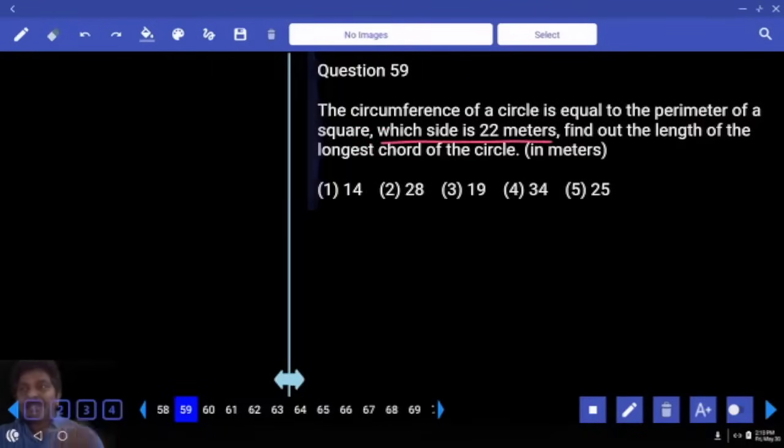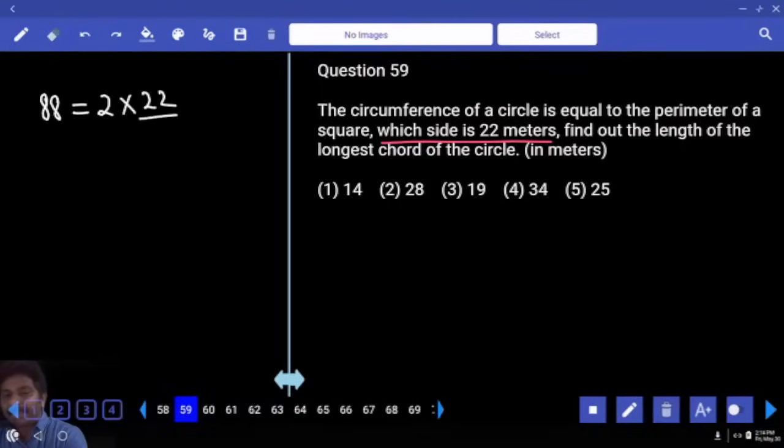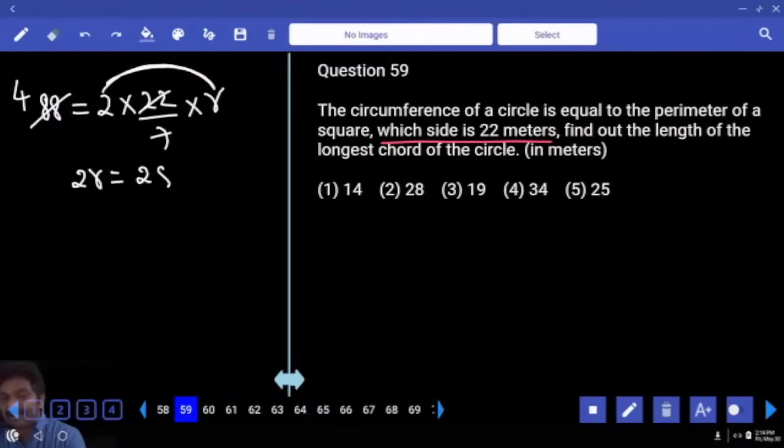So the side of the square is 22. The perimeter will be 88, 4 times it. That will be equal to the circumference, 2 pi r. The question is to identify the diameter, which is equal to 2r. So don't cancel the 2 from there. 22, 4 times. So 2r is equal to 28. Diameter is 2r.